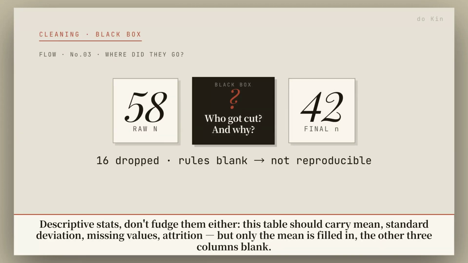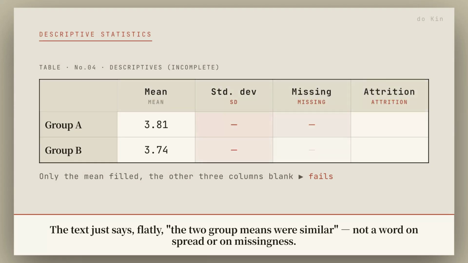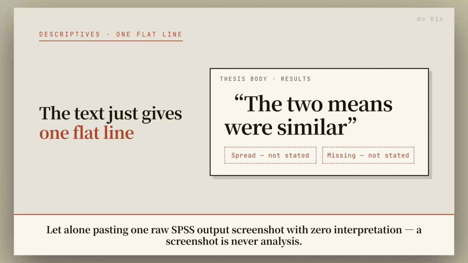Descriptive stats, don't fudge them either. This table should carry mean, standard deviation, missing values, attrition, but only the mean is filled in, the other 3 columns blank. The text just says, flatly, the 2 group means were similar, not a word on spread or on missing values. Let alone pasting one raw SPSS output screenshot with 0 interpretation. A screenshot is never analysis.